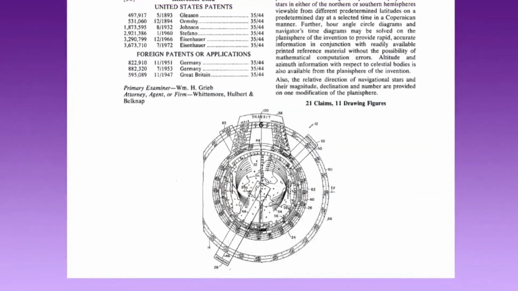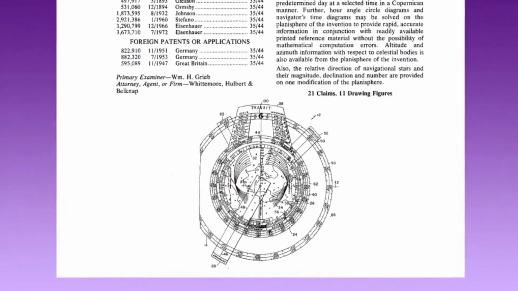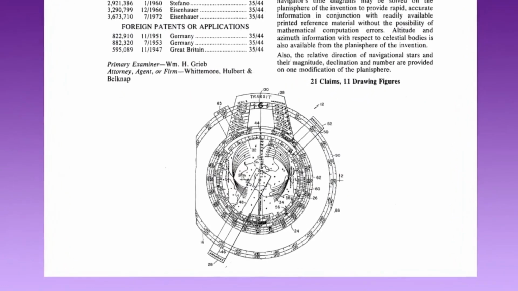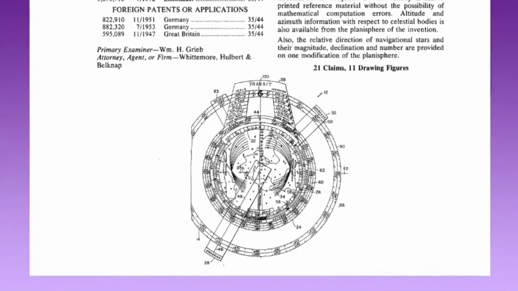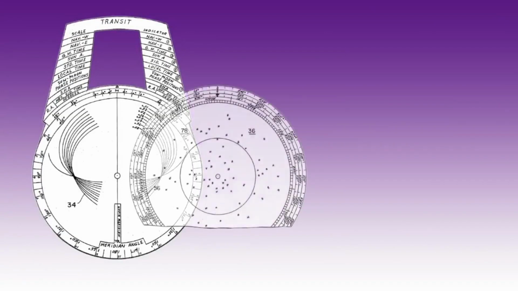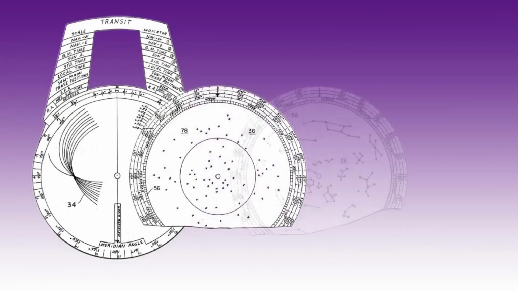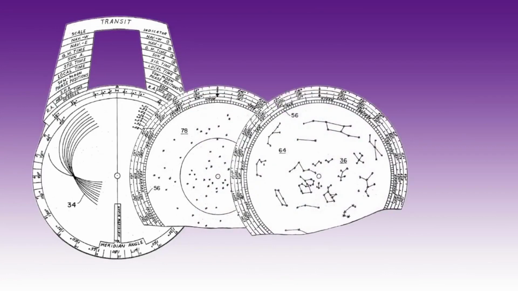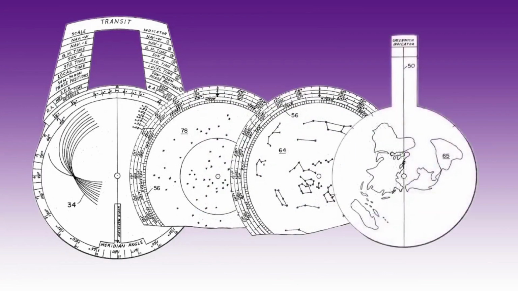It looks rather complicated, so let's simplify it a little. Essentially, it's a series of discs that are riveted together so they can rotate over each other. The principal discs show the sun and the moon positions in the sky, and 2 discs show the principal stars and constellations in the night sky. Another disc shows the surface of the Earth and the principal land masses.